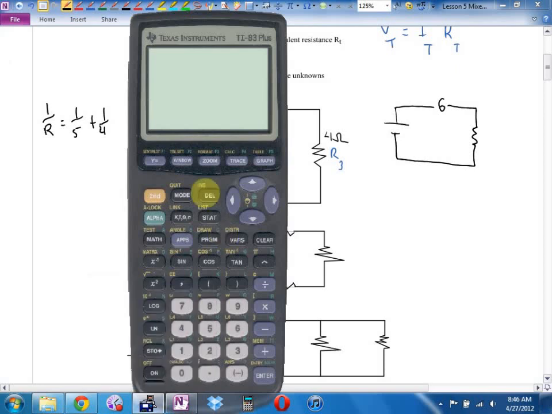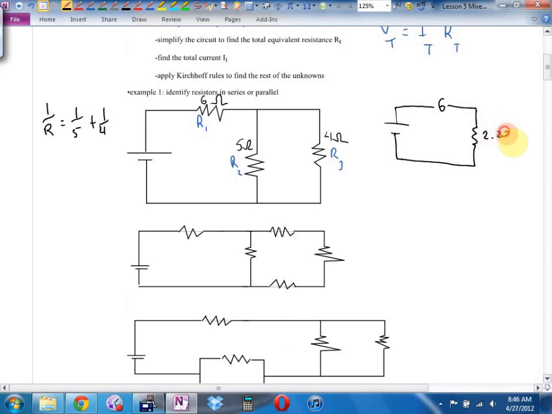So on my calculator, 1 over 5 plus 1 over 4, reciprocal of that. And those of you that have the TIs, by the way, if you go math, enter, it'll give it to you as a fraction if you want an answer that's not rounded off. Anyways, I'll use 2.22. So these two are the same as a 2.2 ohm resistor.